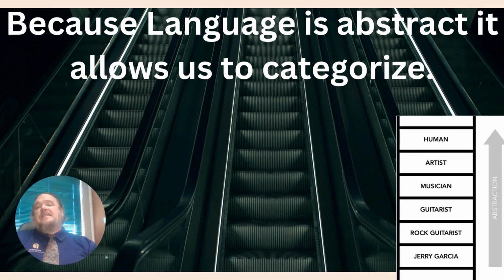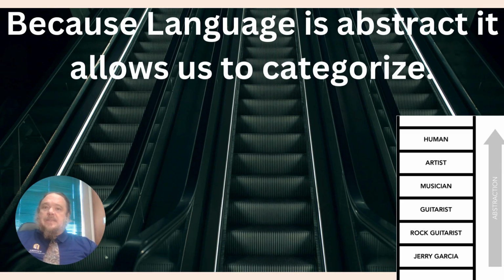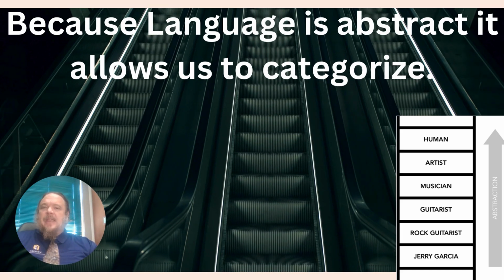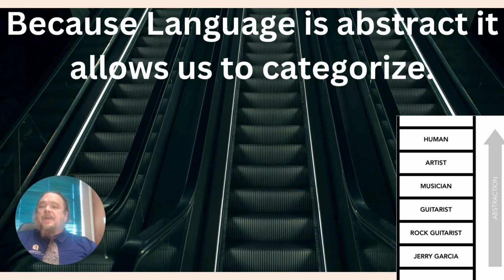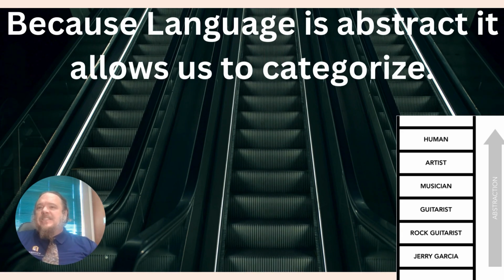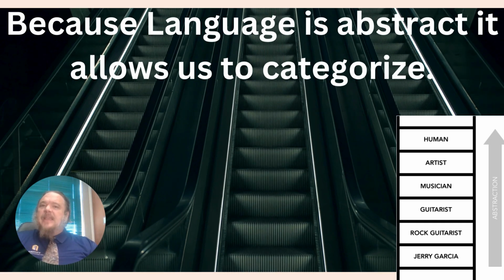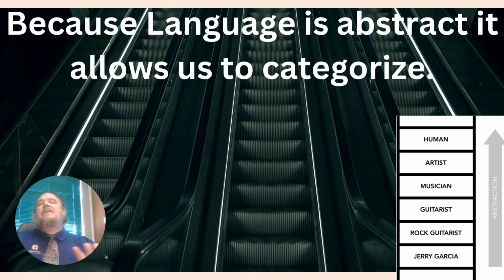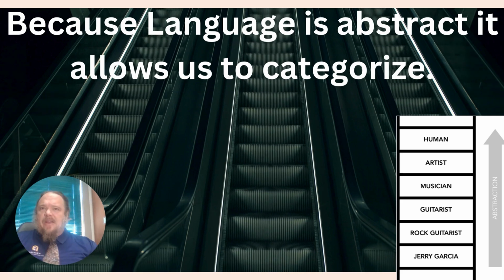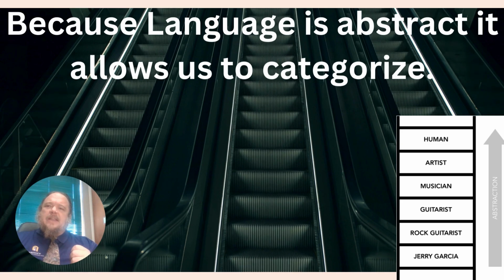There are things that we can say about all musicians. All musicians study music in one way or another. We can know that about them, right? And so we can talk about people in terms of musicians. We can talk about guitarists, right? And then we can talk about rock guitarists, and we can make these general categories and talk about things according to those categories rather than getting down to the specific.